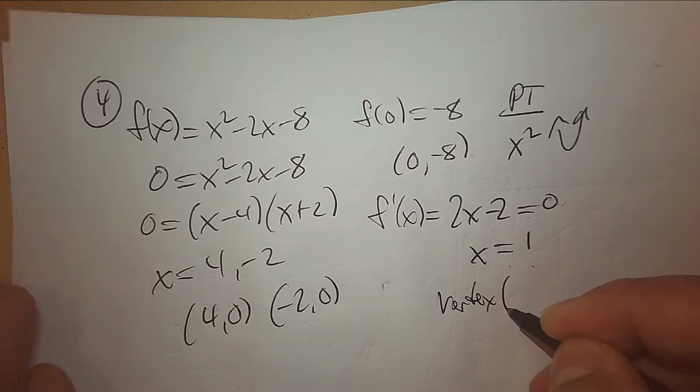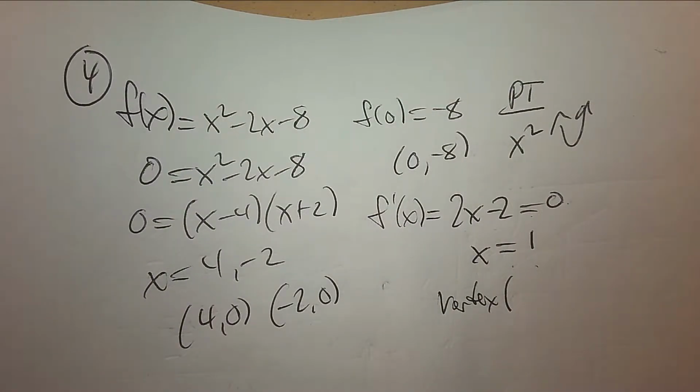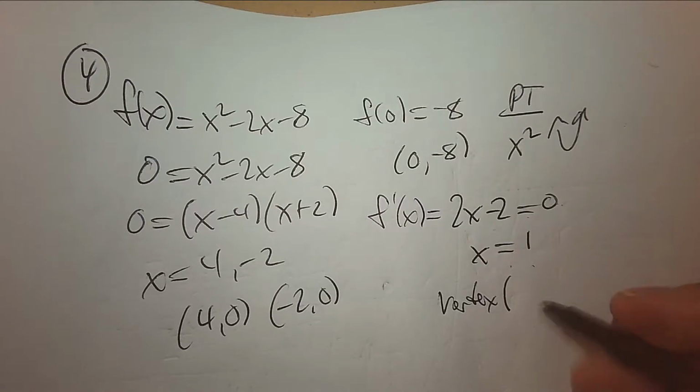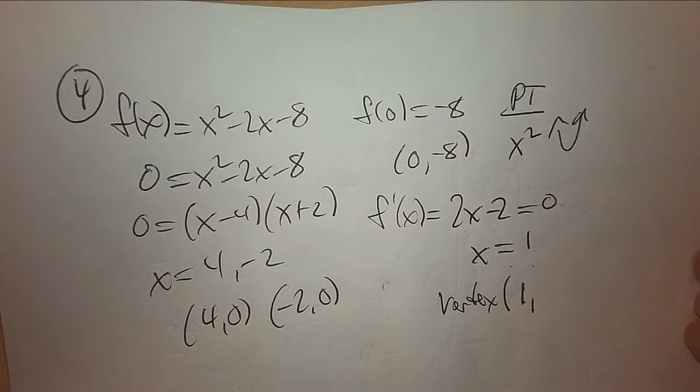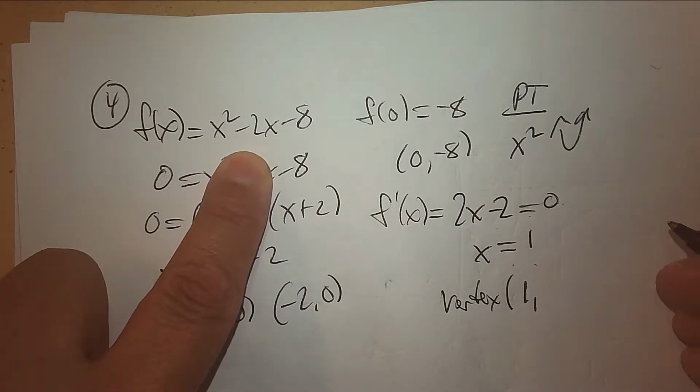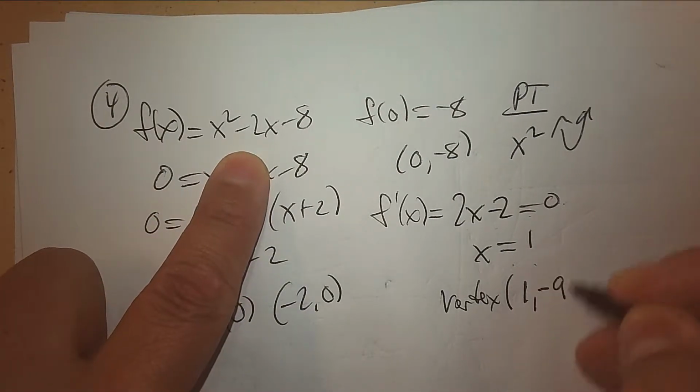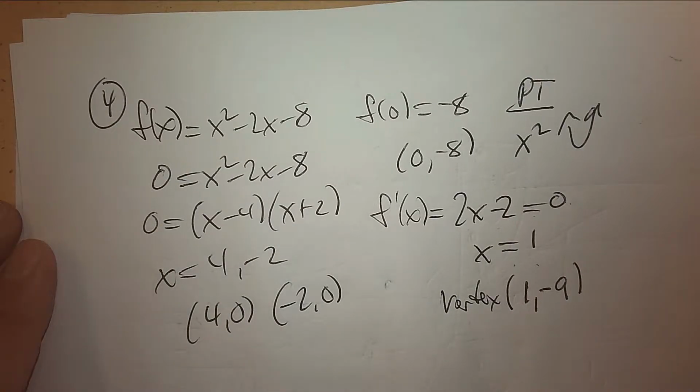Because the vertex is a fancy word for a turning point, right? And in this case, we know the turning point is a relative minimum. So instead of using a formula, we set the first derivative equal to 0. So the x value is 1. How do you find the y value? If you plug it in, the y value is negative 9.